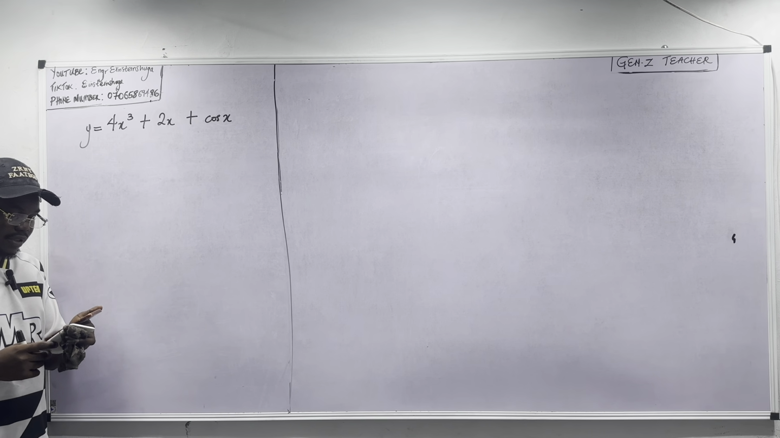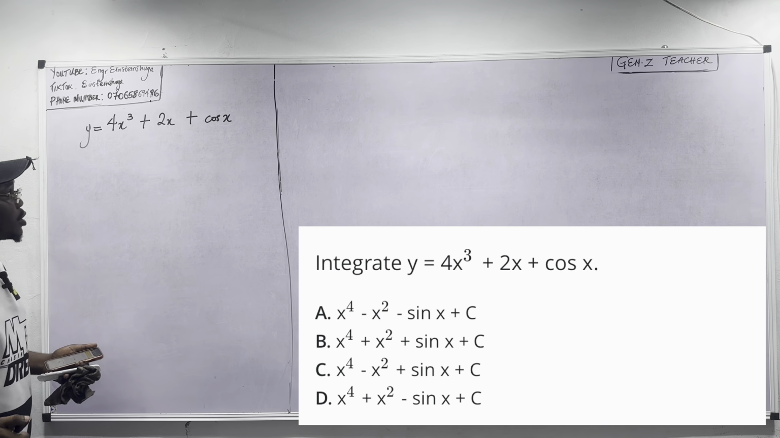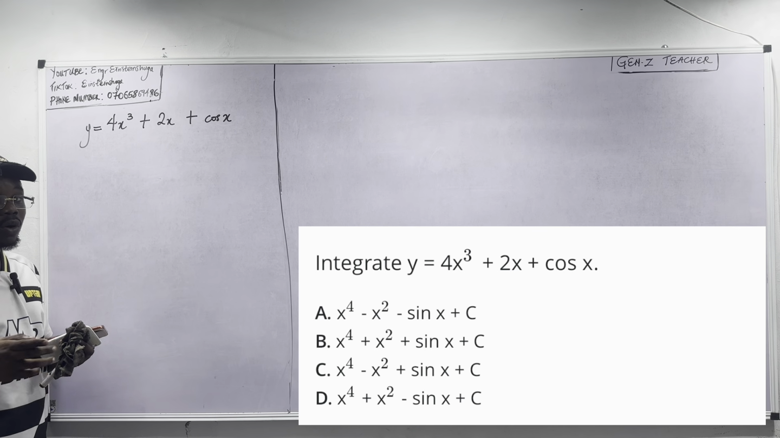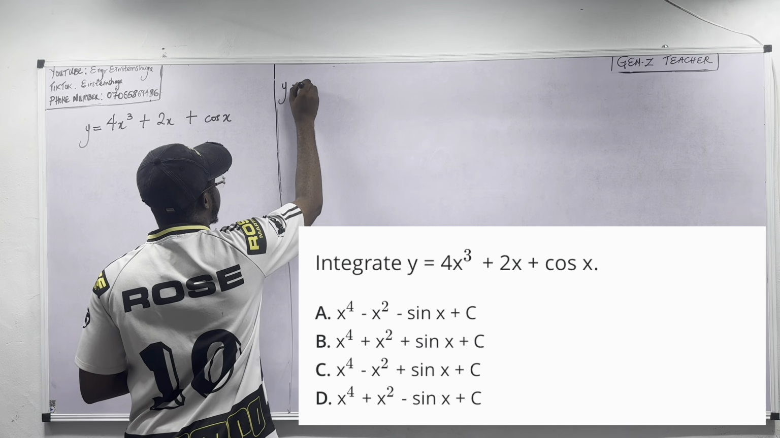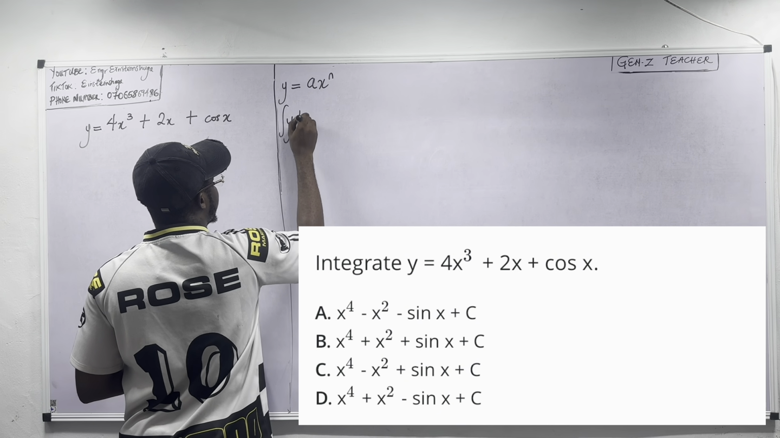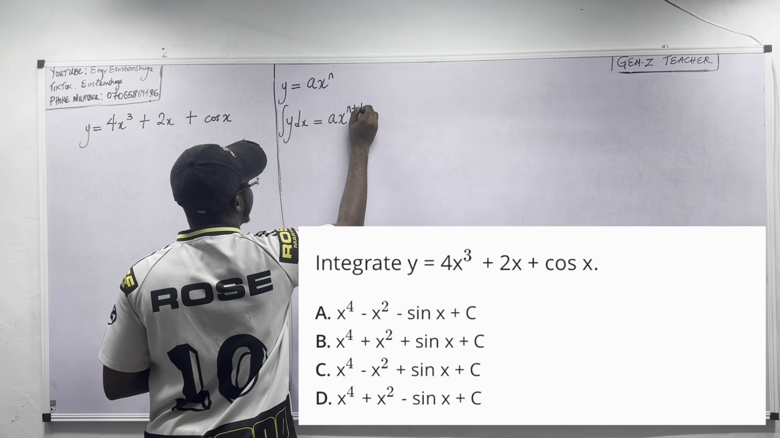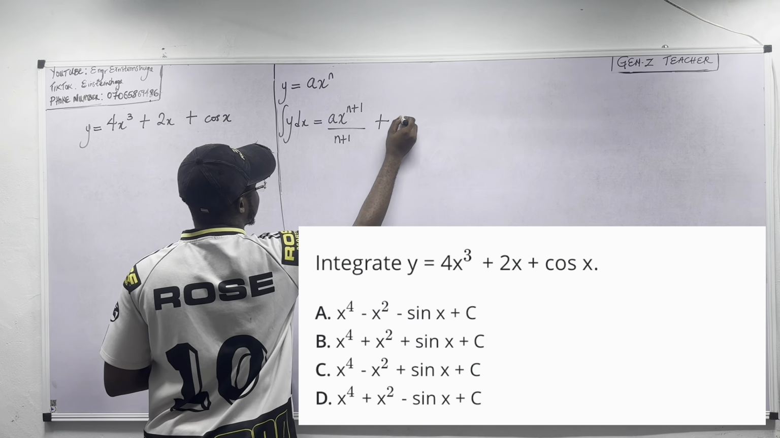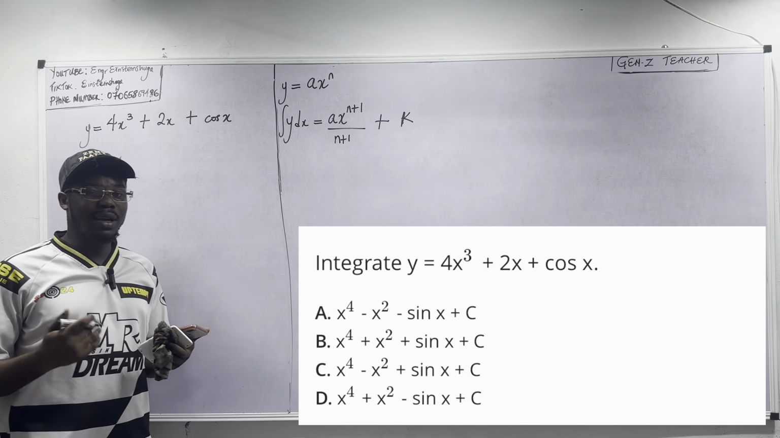Question number 25. It said integrate. I love this part. Integrate y equals 4x cubed plus 2x plus cos x. Now, integration is the reverse of differentiation. What do I mean? If y, for example, equals ax to the power of n, the integral of y with respect to x must be ax. You're going to add 1 to the power and divide by that power you've gotten, then plus c or k. Okay, so this is the general formula for integrating.